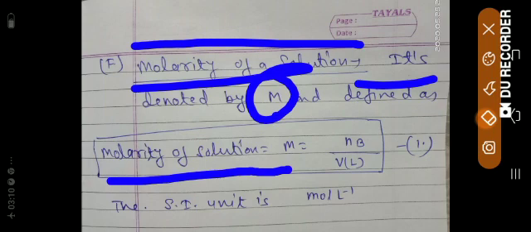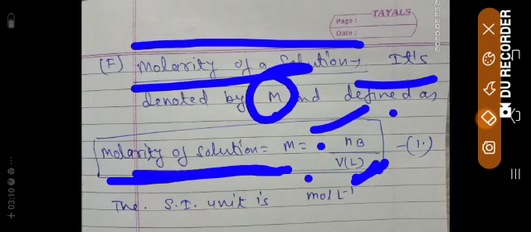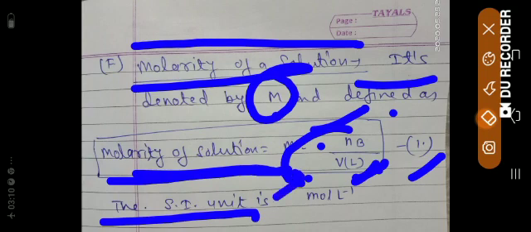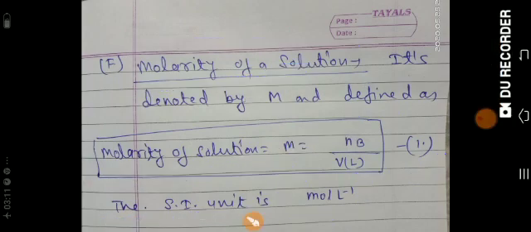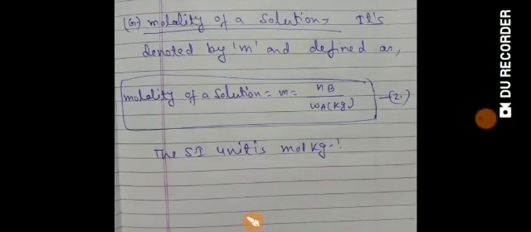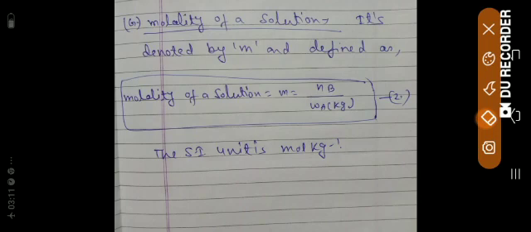Capital M is equal to what? Nb, the moles of solute, by the volume of solution in liters, where L is written in your bracket. So the molarity of the solution, M, is equal to Nb upon V in liters. That is your equation number 1. What is the SI unit? Nb is in moles and volume is in liters, so mole per liter is the SI unit of molarity.